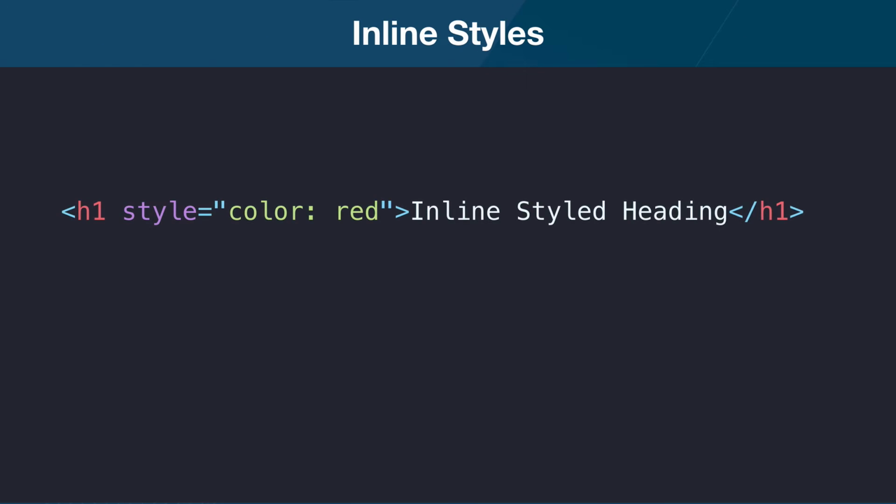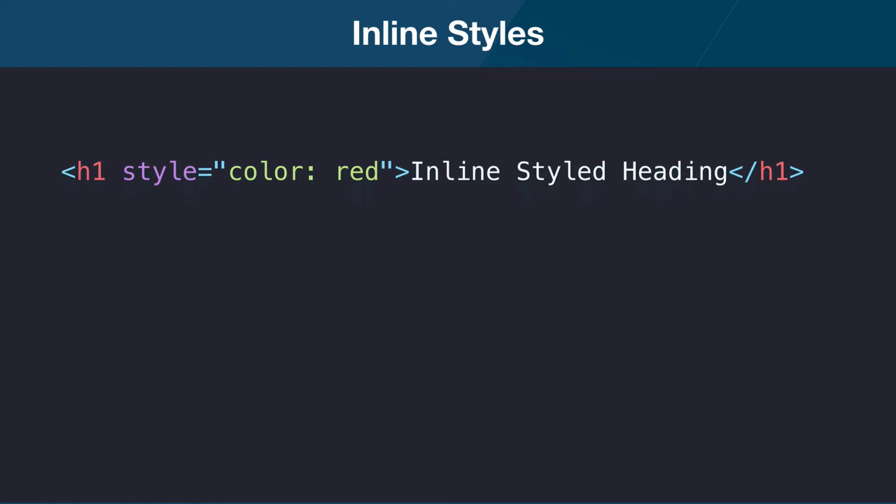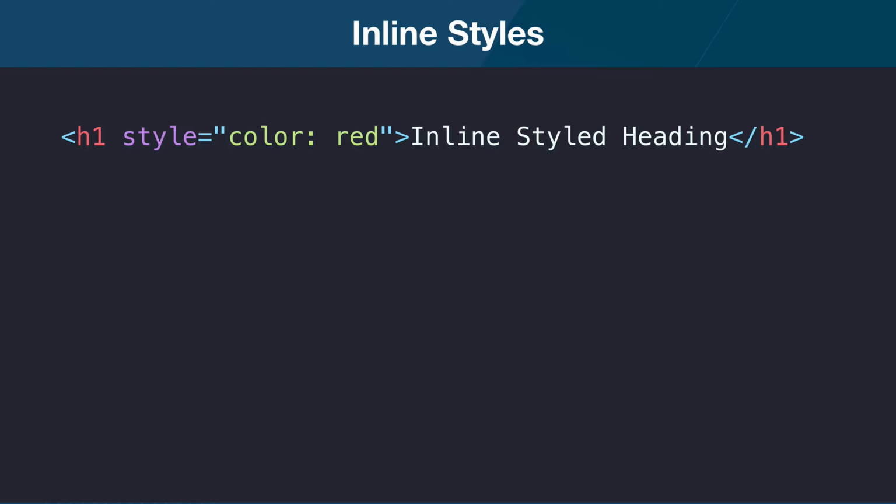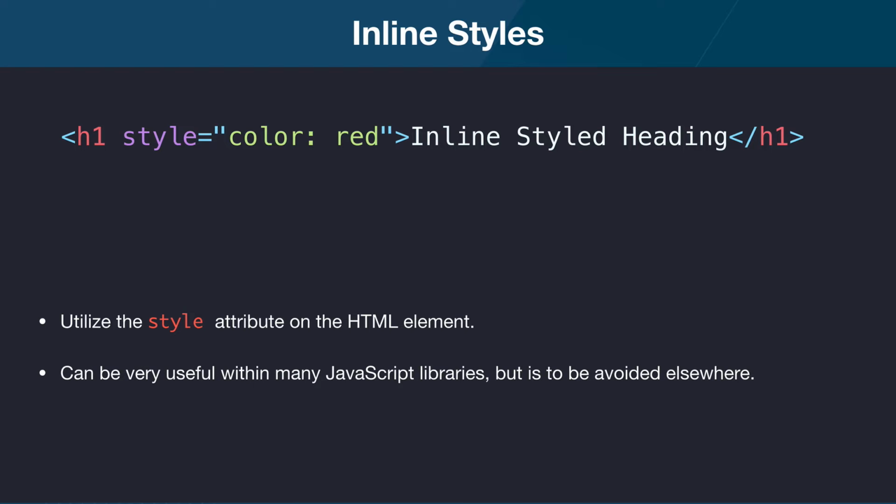Inline styles are simply styles that you can add as an attribute to an element, like this H1 whose style attribute is the color of red. Imagine if you had to write all your styles like this inline. It would suck really bad. This can be very useful within many JavaScript libraries, but is to be avoided elsewhere. So in early days of React.js, for example, we did inline styles a lot because there was no good practice for determining how best to style our elements. Specificity weight here is more than everything except for !important. So this is the top of the totem pole in terms of weight. Okay.